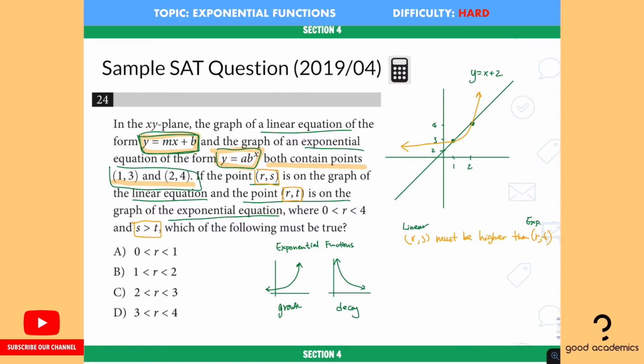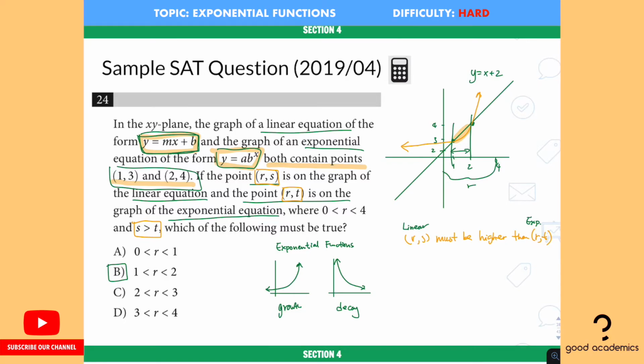Let me repeat this again. Can you find out where on the graph, with the two lines, the linear function is above the exponential function? Well, it's very clear. It's this part. While we say R is somewhere between 0 and 4, one thing that must be true is that R must be in this region. So B is the right answer.